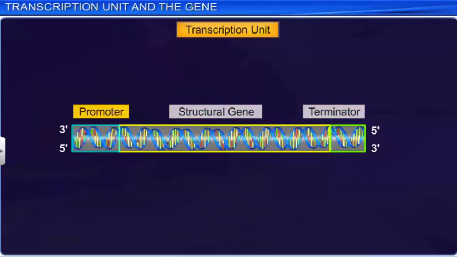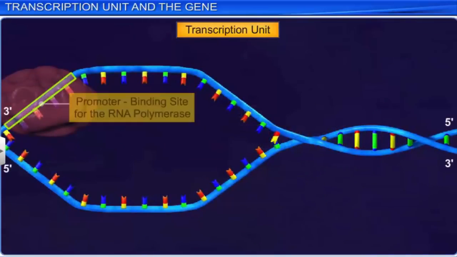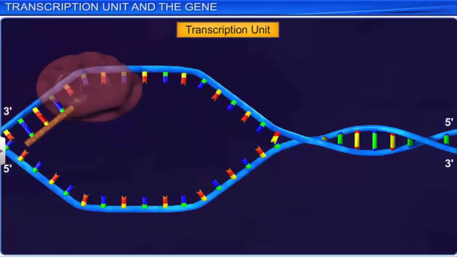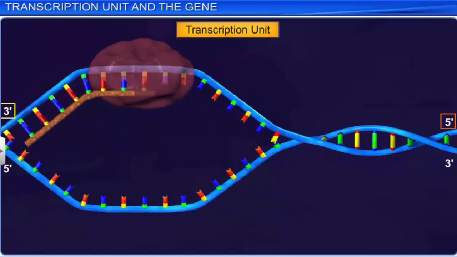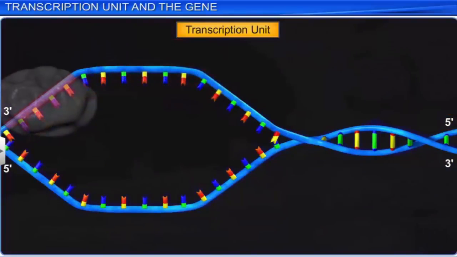The promoter is the starting point of the transcription process and is present upstream at the 5' end of the structural gene. In the promoter, there is a binding site for RNA polymerase, which moves along the DNA strand in the 3' to 5' direction. With the help of RNA polymerase, the promoter can code for the two strands of the DNA helix.